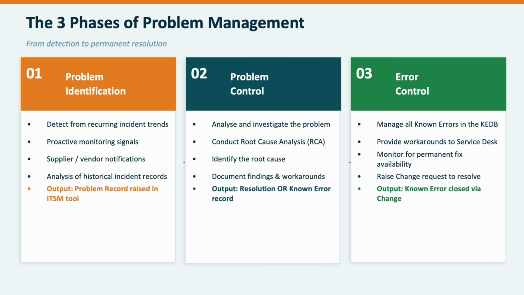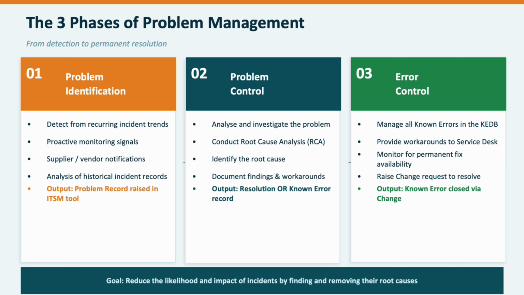You will not be able to immediately give a permanent fix. So it's better you give a problem workaround to the service desk. They use that workaround, they resolve the problems, and the users are able to run their services, and then later they'll be able to get the permanent fix once the problem is closed. So the goal is to reduce the likelihood and impact of the incidents by finding and removing their root causes. So once you have the root cause, you will be able to resolve the issue more efficiently and more easily in the coming period of time.